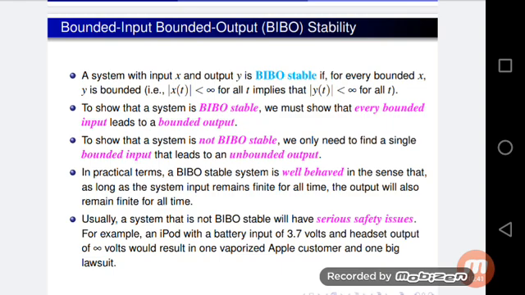Next one is BIBO, bounded input bounded output. BIBO stability: a system with input x and output y is BIBO stable if for every bounded x, y is bounded. BIBO means bounded input, bounded output. Any system contains several inputs and outputs, so these types of stabilities are known as BIBO stabilities.